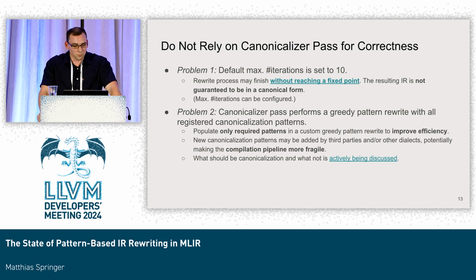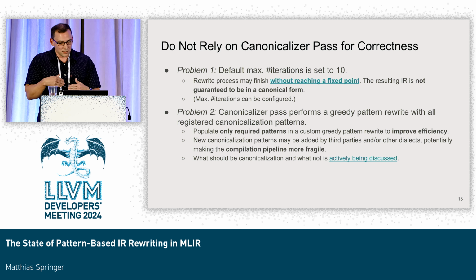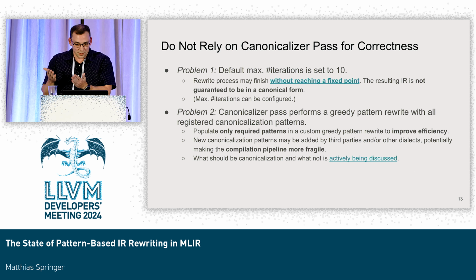Here's another rule that was discussed at length on Discourse: do not rely on the canonicalizer pass for correctness. By correctness here, I mean mostly making progress during the lowering. The canonicalizer is an optimization pass, so it should be seen as optional.